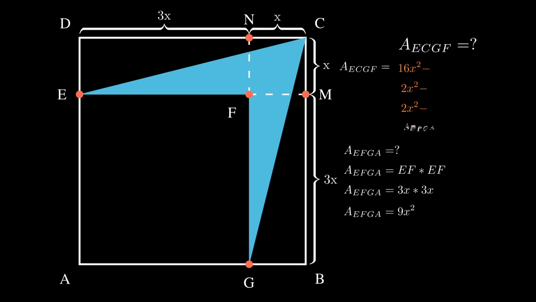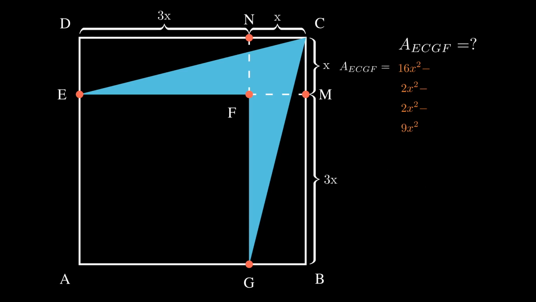And now we can calculate the area of ECGF, which is 16x squared minus 2x squared minus 2x squared minus 9x squared, which gives us 3x squared. So the blue area is 3x squared.